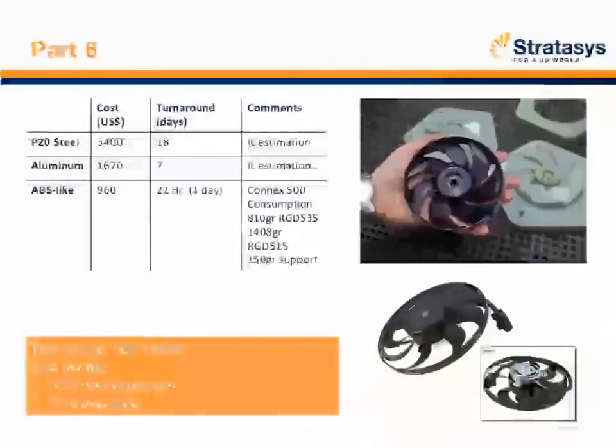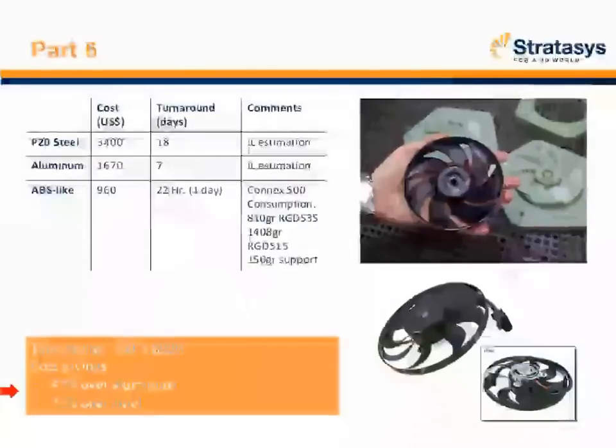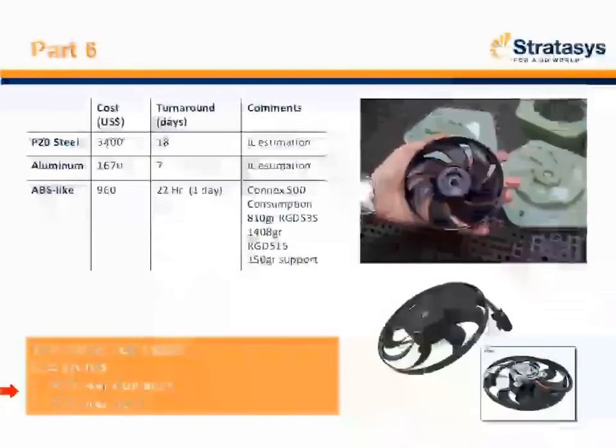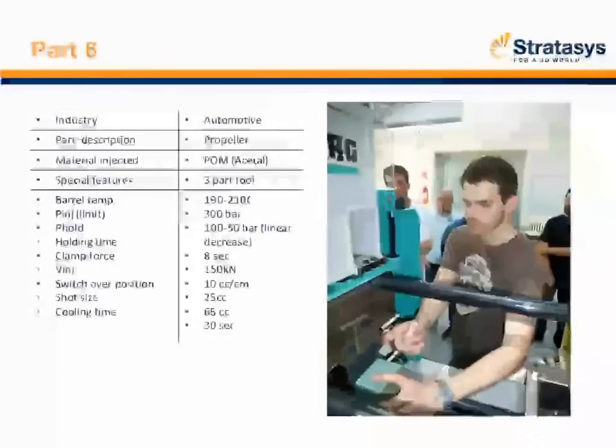In the next example, you can see the propeller that we saw before in the video. This is from a case study we have with one of our customers in Europe, Budapest University. You can read all about it on the website. Basically, you can also see the time saving and cost saving for this project, which was between 700 and 1800% in terms of time, and between 43 and 72% in terms of cost versus aluminum and steel. This is the POM part, by the way. These are the injection parameters of the POM part.